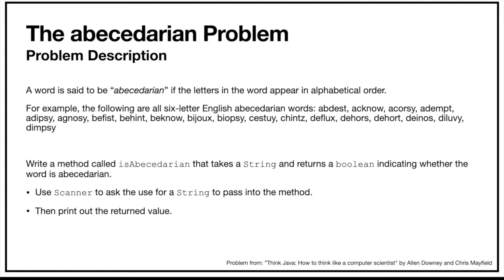So the condition is the following: write a method. The description of the problem is to write a method called isAbecedarian that takes a string as a parameter and returns a Boolean, indicating whether the word is abecedarian or not. There is a recommendation here to use Scanner to ask the user for a string to pass into the method, then print the value, whatever we got as a result.